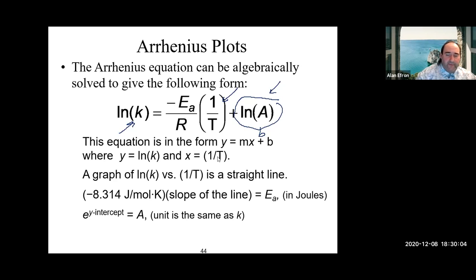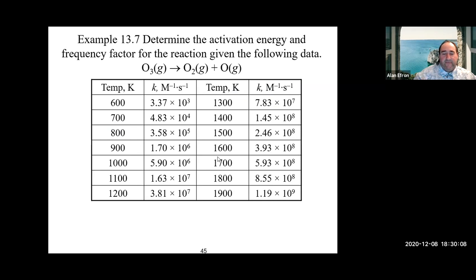So why don't we look at an example of how a problem like this would be given to you. Again, you would be given a table such as this, a bunch of k values, a bunch of temperatures. They were nice enough to give it to us in Kelvin. Sometimes they will give it to you in Celsius, so you need to convert it to Kelvin. And then basically what you need to do is take all those temperatures and take 1 over the temperature in Kelvin. Let's go 1 over T.